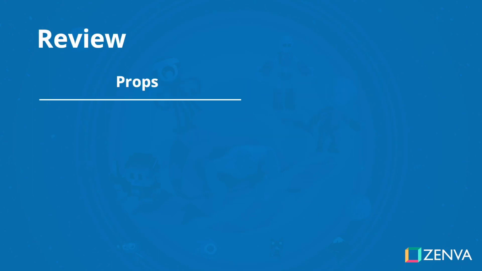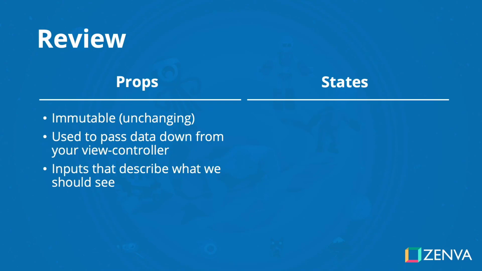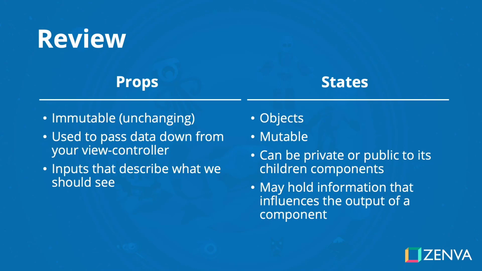Props, short for properties, are immutable, meaning they are unchanging. They are also used to pass data down from your view controller and are inputs that describe what we should see. States are objects. They're mutable, meaning they can be changed. They can be private or public to its children components, and may hold information that influence the output of a React component. States and props are both plain JavaScript objects.